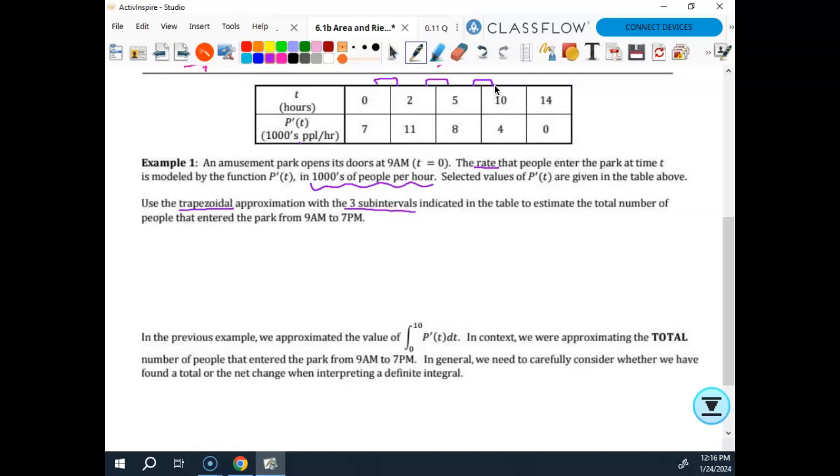So what I really am wanting to do is go from t equals 0 to t equals 10 hours. So I'm not going to use that last little group of stuff there. So pay attention to what you're actually using. All right?